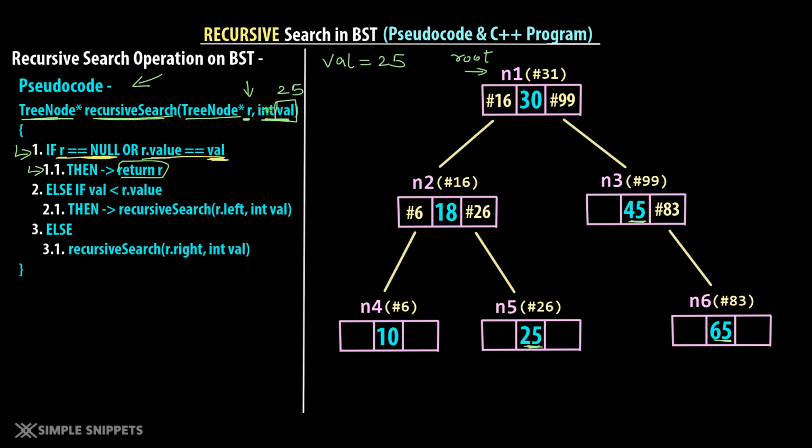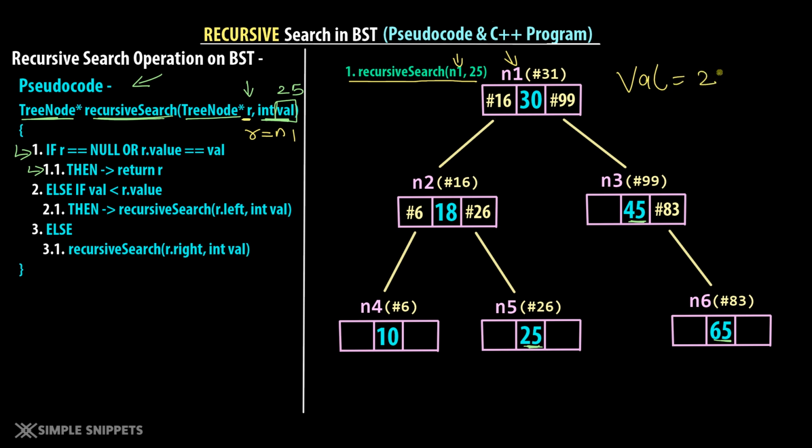Right now we're looking for 25, right? So this value is 25, and when you start with the execution, let's do the first recursive search call. This will be the first recursive search call. You will start from the root node, so you'll pass n1. So r is going to be n1, and value, that is val, is of course going to be constant. Let's write val over here. I'll write val equals to 25. It is constant, correct? So again, r is equal to n1 in this case, and this val is 25.